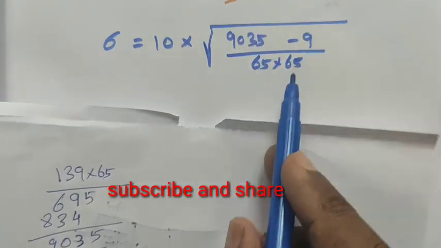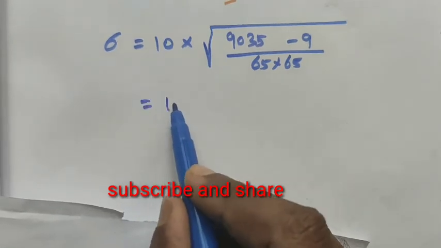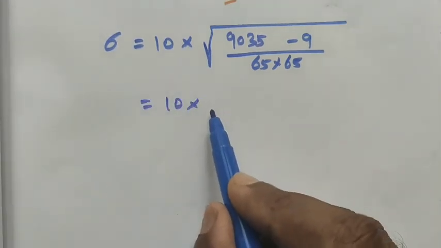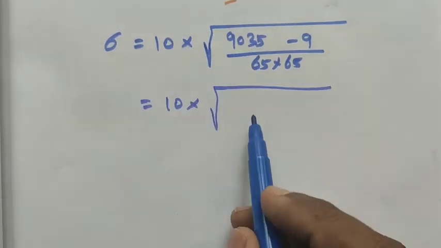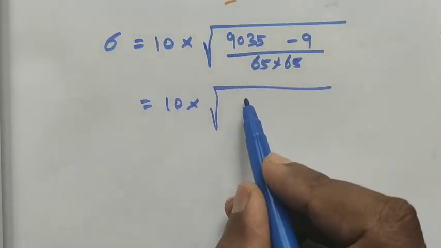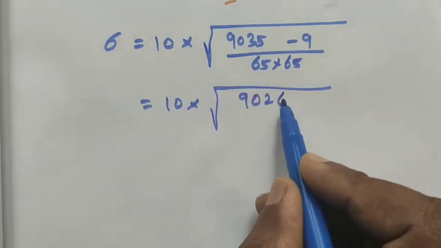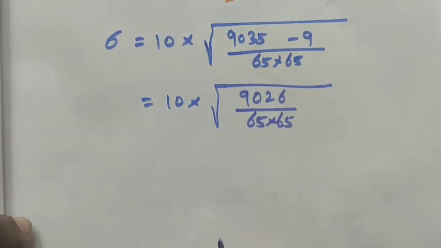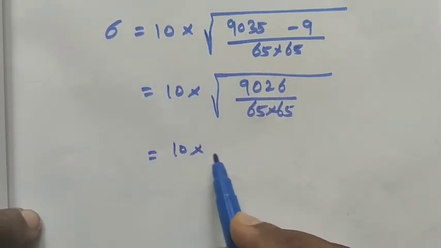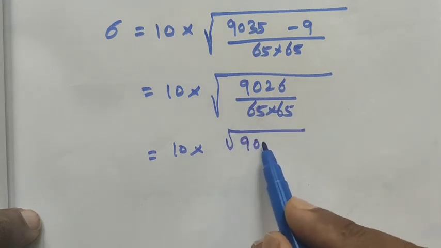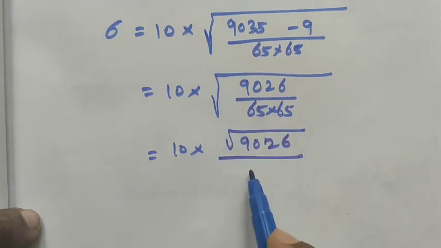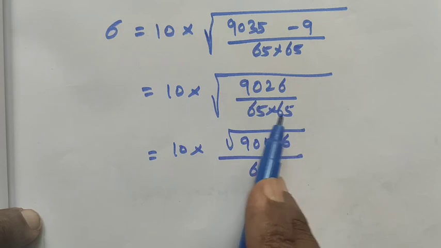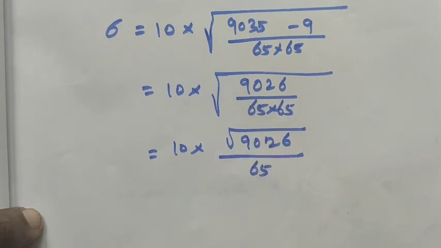9035, and then subtract this 9, we get the value as 10 into root of 9035 minus 9, which is equal to 9026, divided by 65 into 65. Now I take the 65 commonly outside, then 10 into root of 9026 divided by 65. Inside the square root we have a square, so if we take it outside, we get only 1.